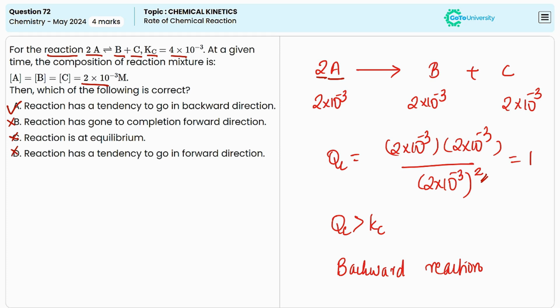And the last statement is also wrong, that is, the reaction has a tendency to go in the forward direction. So the correct answer is option A.